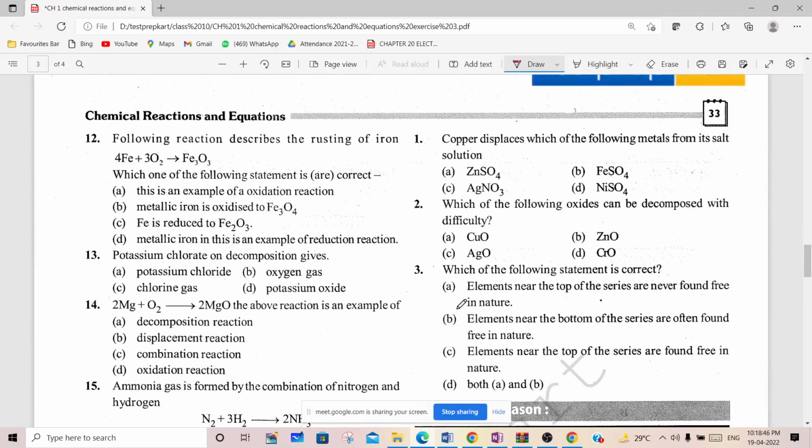Okay, come to this question. This is an oxidation reaction. Yes, it is. Metal iron is oxidized to Fe3O4. That is also correct, sir. B and D. B is also correct.